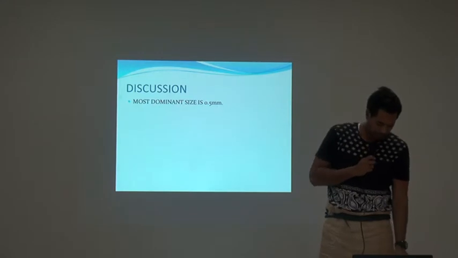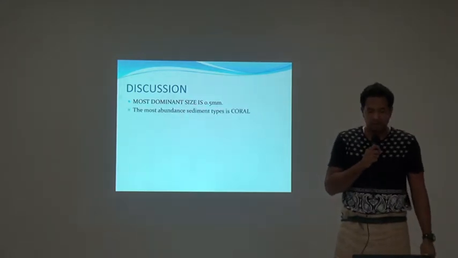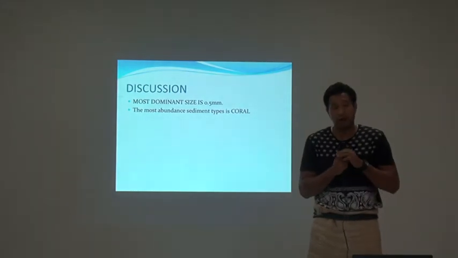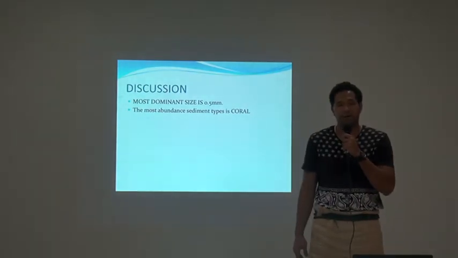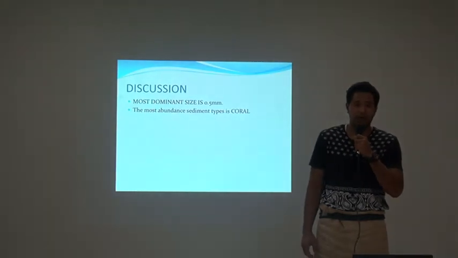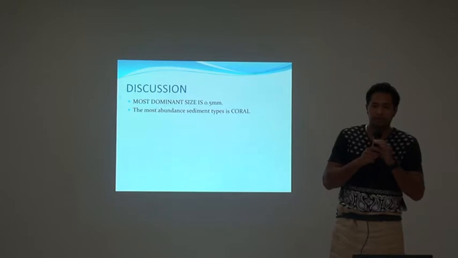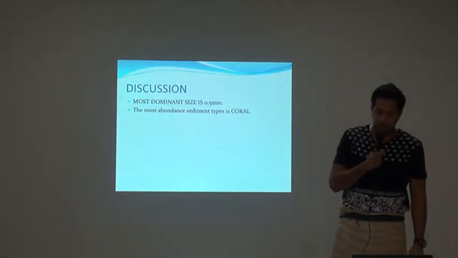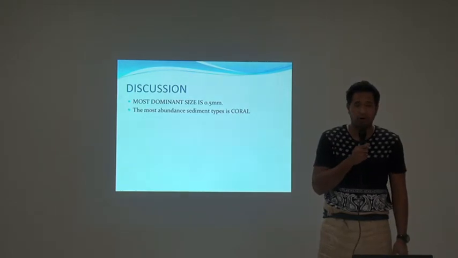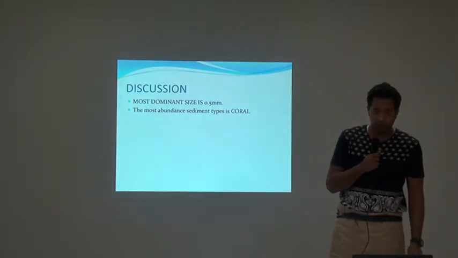And the most abundant sediment type was coral. According to Mr. Bruckner's research, he stated that around 1,500 square kilometers of coral reefs are found in Tonga. So we expect every beach here in Tonga to be dominated by coral sediment.